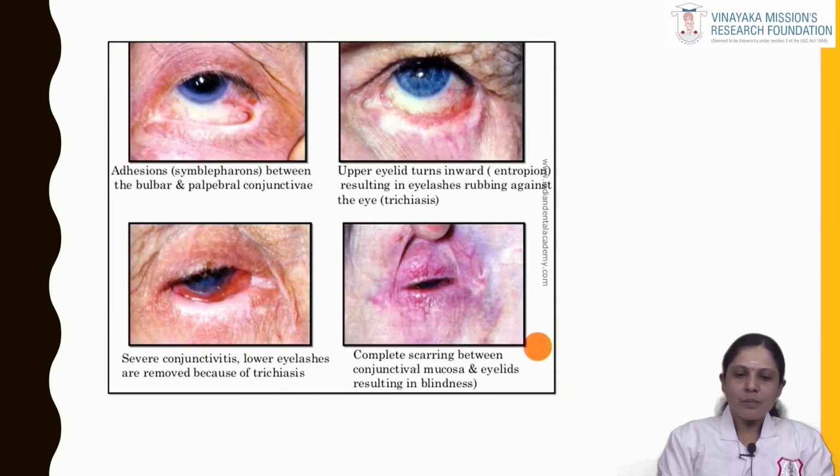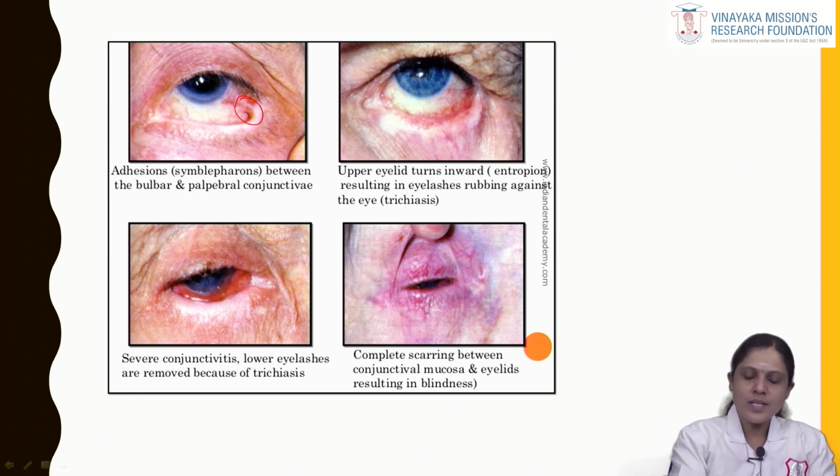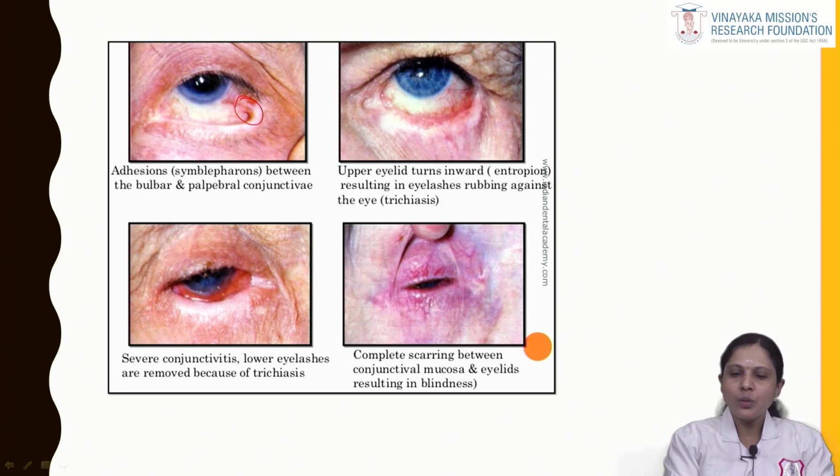Adhesion between the bulbar and palpebral conjunctiva is known as symblepharon. It may lead to the upper eyelid turning inwards, that is known as entropion, resulting in rubbing of eyelashes against the eye. This is known as trichiasis. It may lead to severe conjunctivitis where the lower eyelashes are totally removed because of trichiasis.